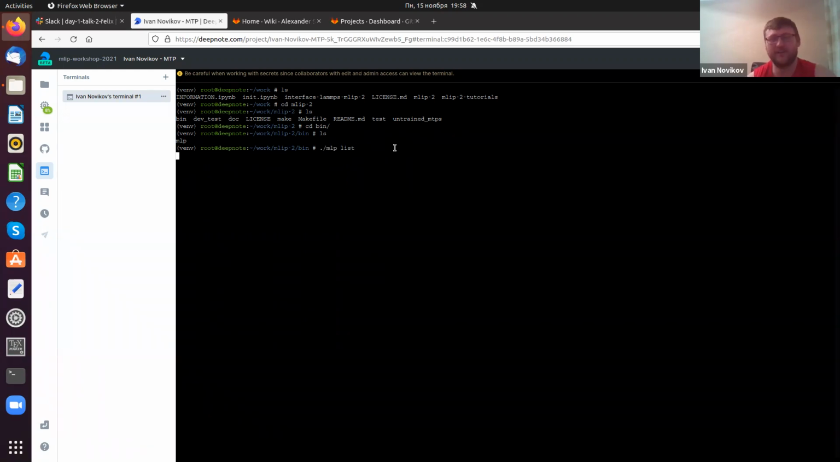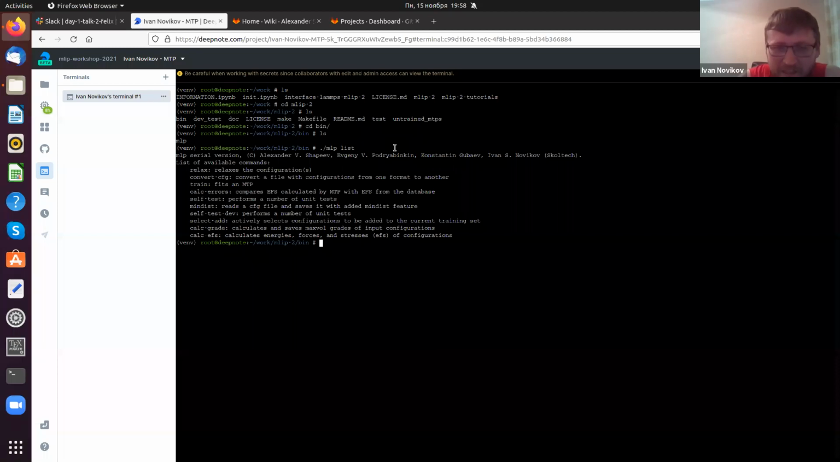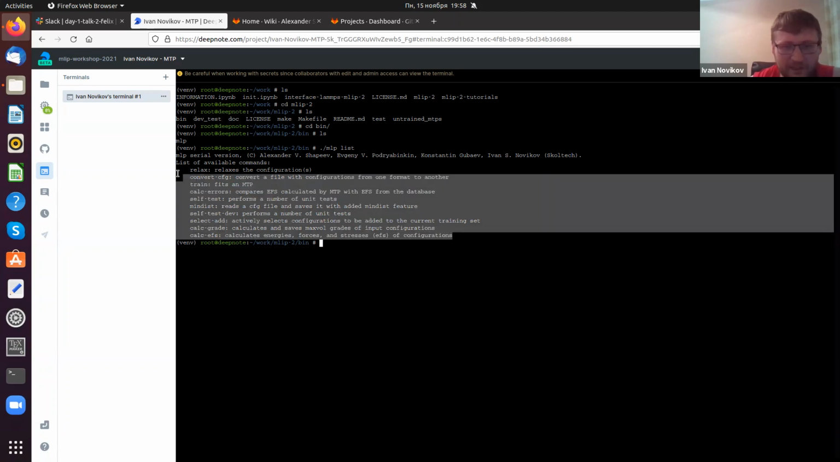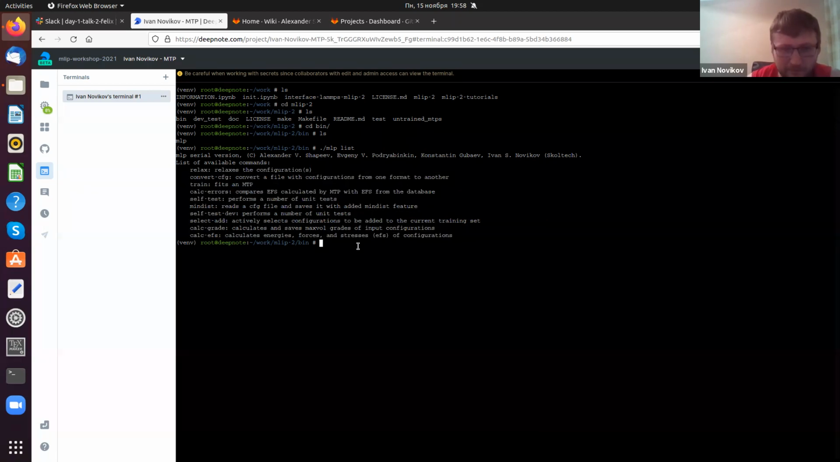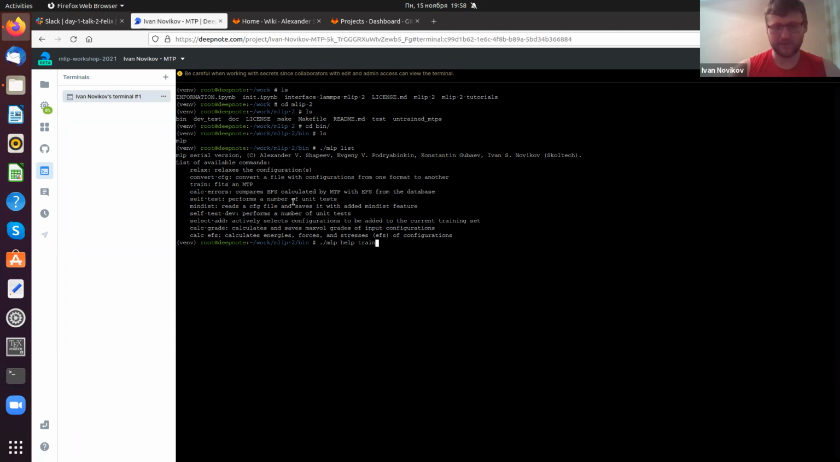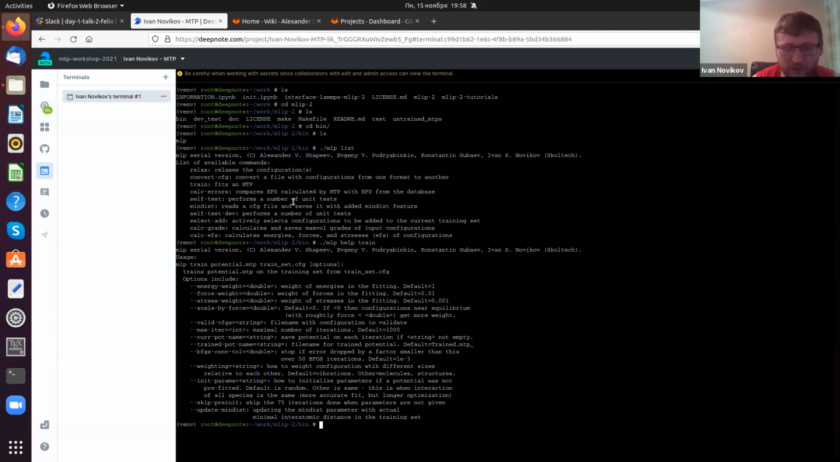self-explanatory executable file. So we can type mlp list. After we type mlp list, we see a number of commands. So we have the so-called commands concept in this code. For example, if we type mlp help, by the way, yes, with the help command we can get information about a concrete command.